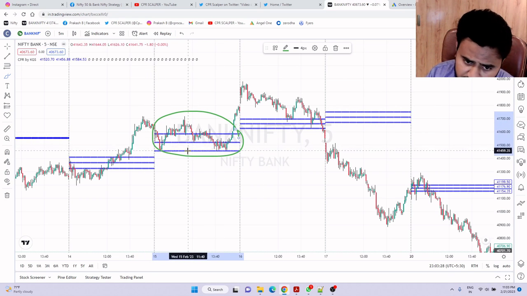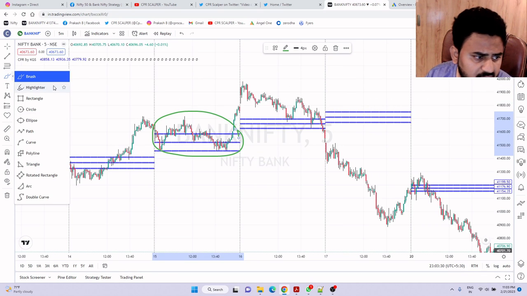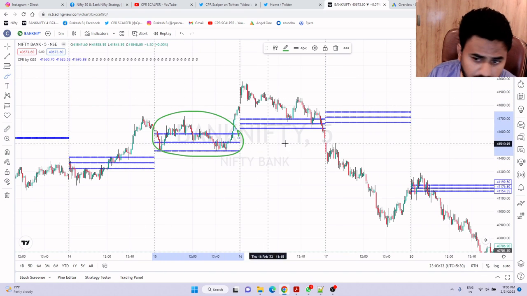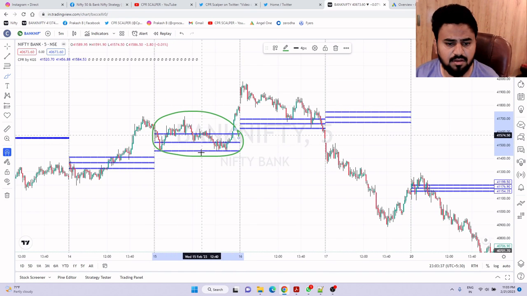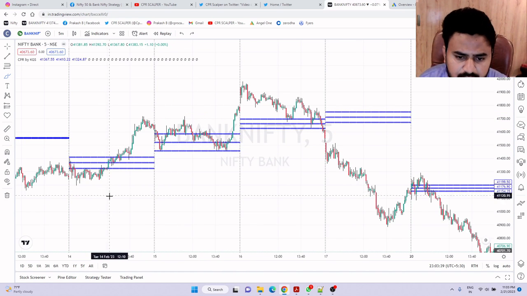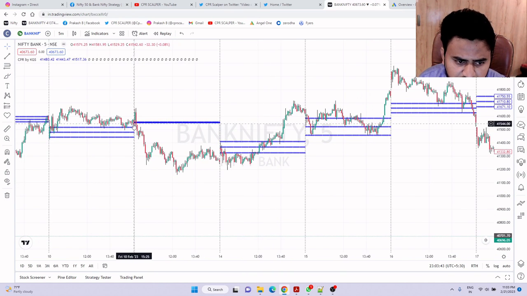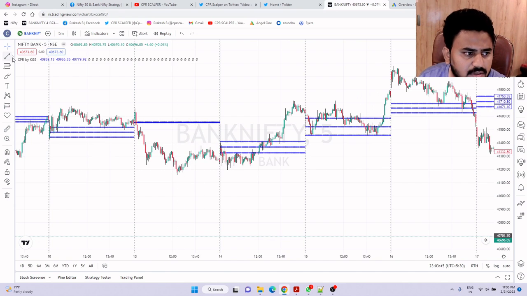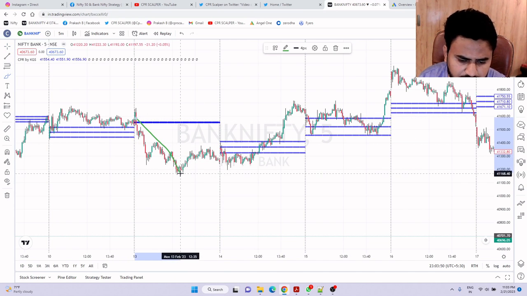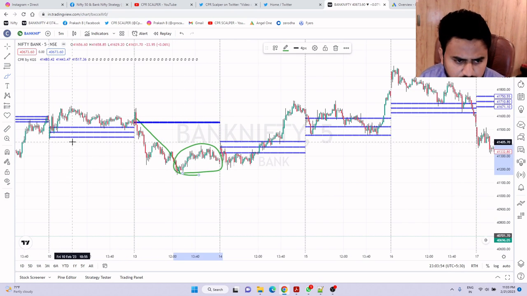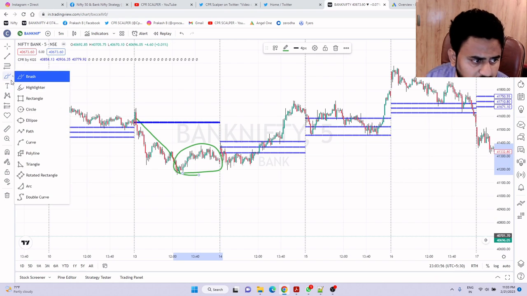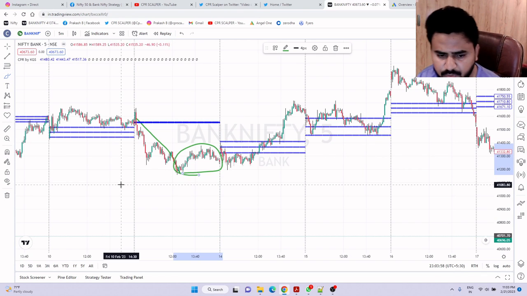On wide CPR days, option sellers can make good money. On trending days, option buyers can make good money. So you can backtest all this with CPR on your chart. See, a very narrow CPR: how trending the day was, trending till afternoon, and then it made some range. So obviously you will get an edge by having CPR on your chart. That's the power of CPR.